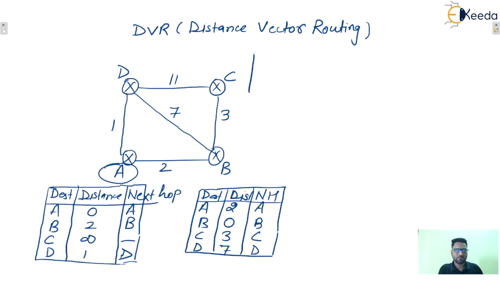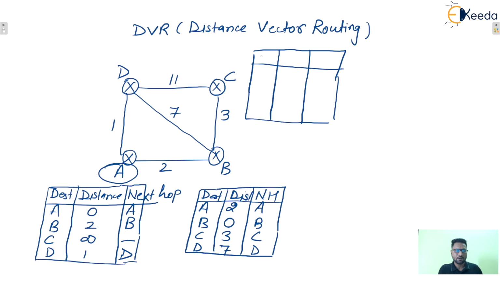So routers will know about their neighbors only. Next, let's see the routing table for C. Again destination, distance, and next hop, for A, B, C, D. C to A: A is not a neighbor, so the distance will be infinity, and there won't be any next hop. C to B distance is 3, next hop is B only. C to C is 0, next hop is C only. C to D distance is 11, and next hop is D only.